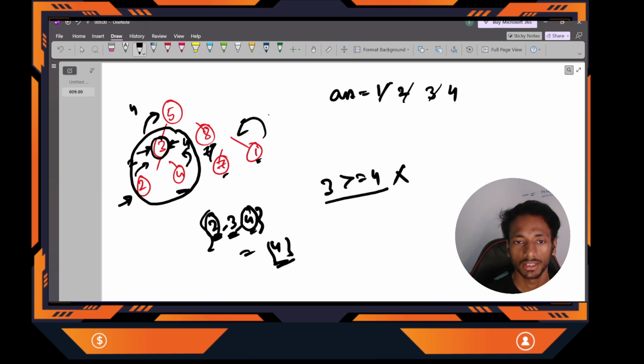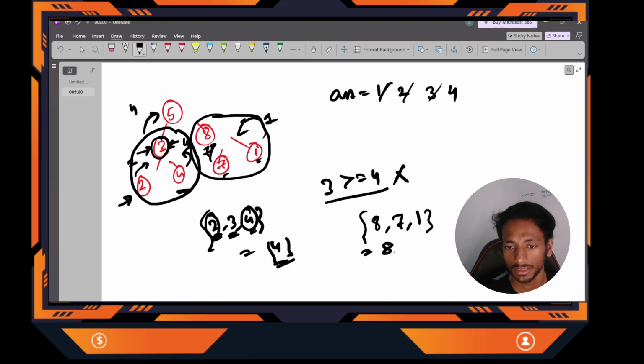What is the maximum value I have seen here? Actually it is 1. Got it? So for this hierarchy, what is the maximum value I have? That is 8, 7 and 1. So what is the maximum value? That is 8. And the current root node value is 8. So 8 is greater than or equal to 8. The current root node value is actually 8.